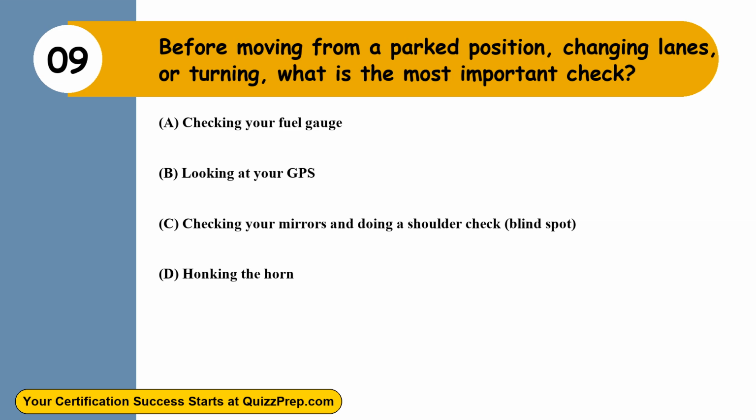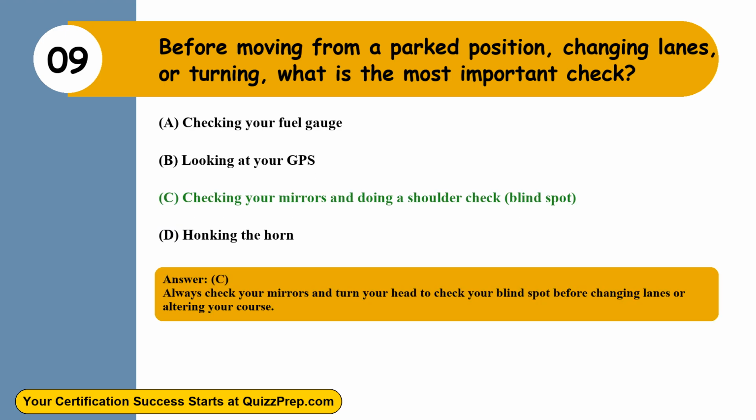Option B. Looking at your GPS. Option C. Checking your mirrors and doing a shoulder check, blind spot. Option D. Honking the horn. The correct answer is option C, checking your mirrors and doing a shoulder check, blind spot. Always check your mirrors and turn your head to check your blind spot before changing lanes or altering your course.